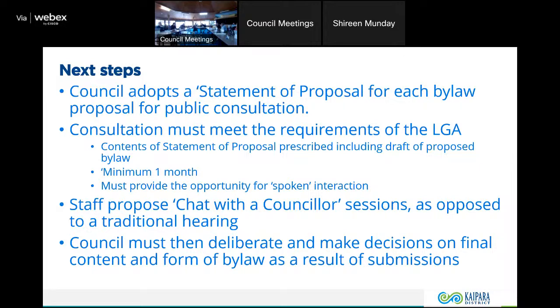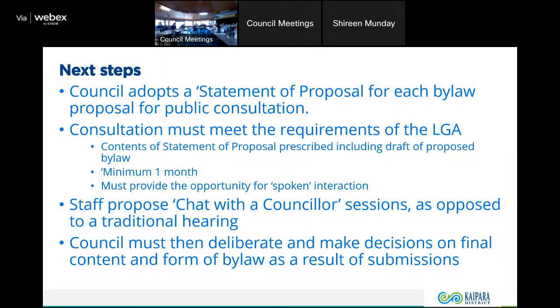Actual cost differences between the traditional hearing and chat with the councillor sessions will vary, depending of course on the amount of people who want to submit verbally, so that will always change. However, we do know that the traditional hearing does cost a little bit more to implement than the chat with the councillor sessions when considerations are given for transport of equipment, possible venue hire, catering costs, and really the submitter costs, getting to and from. They might have to give up an hour's worth of work.